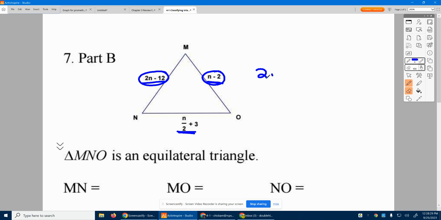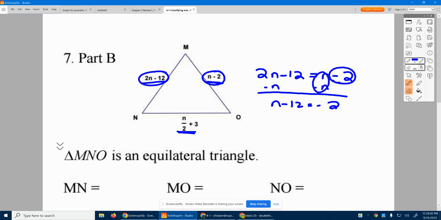So I'm going to say, hey, 2n minus 12's length is the same as n minus 2's. Those expressions represent the same number. Well, let's figure out what that number is. Minus an n, minus an n. n minus 12 is equal to negative 2. Those go away and you're left with a negative 2. So make sure it's negative 2. Now I add 12, I get n is 10.